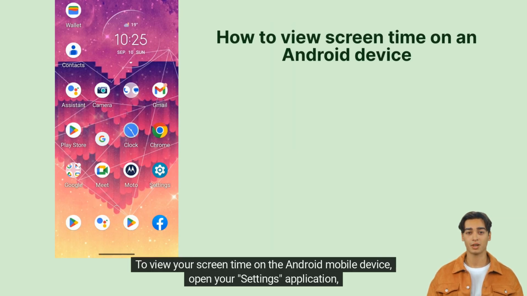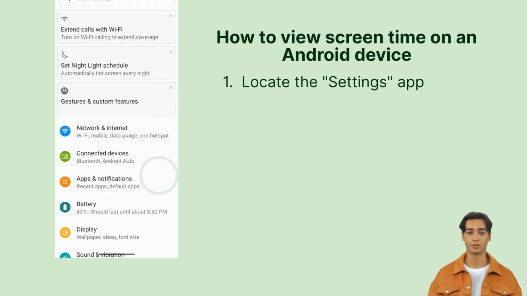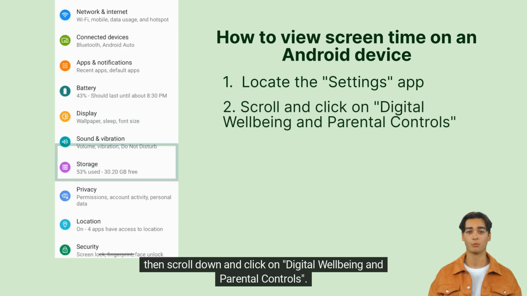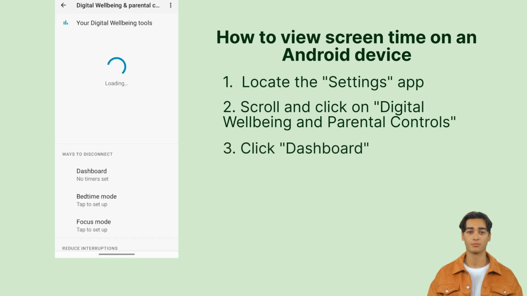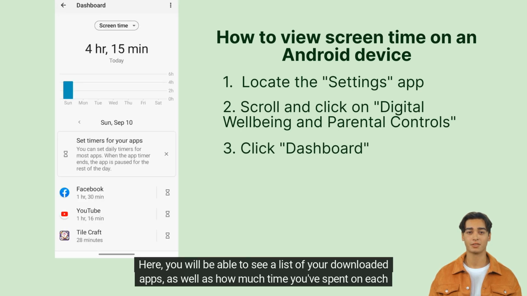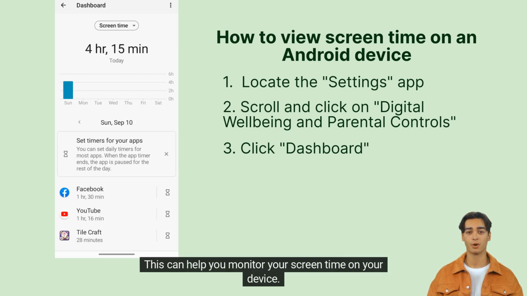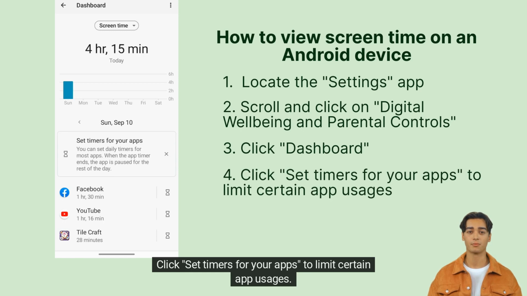To view your screen time on the Android mobile device, open your Settings application. Then scroll down and click on Digital Wellbeing and Parental Controls. Click on Dashboard. Here, you will be able to see a list of your downloaded apps as well as how much time you spent on each one. This can help you monitor your screen time on your device. Click Set Timers for your apps to limit certain app usages.